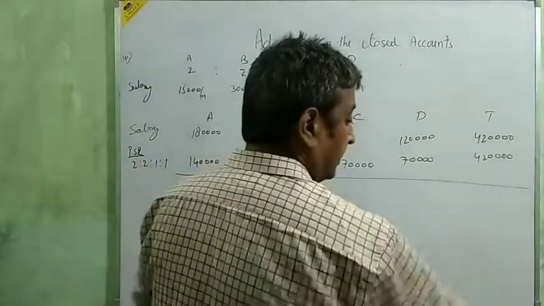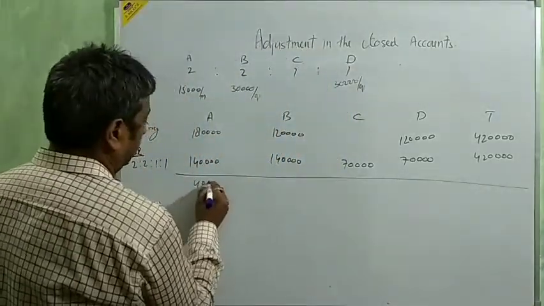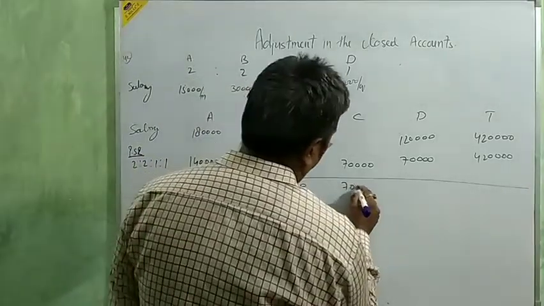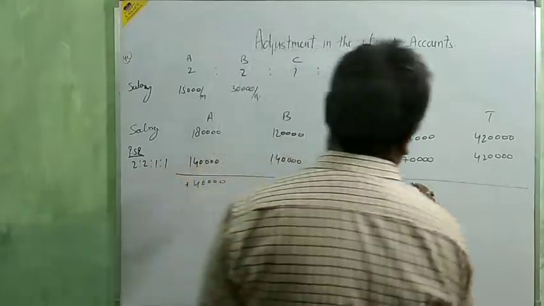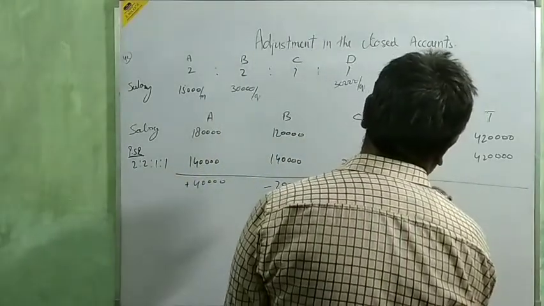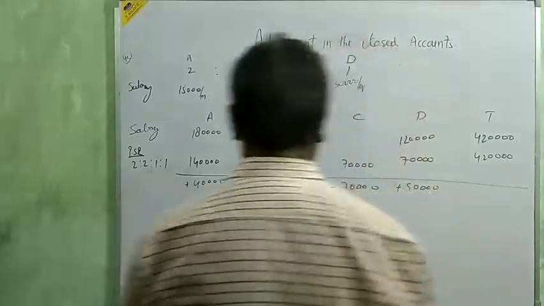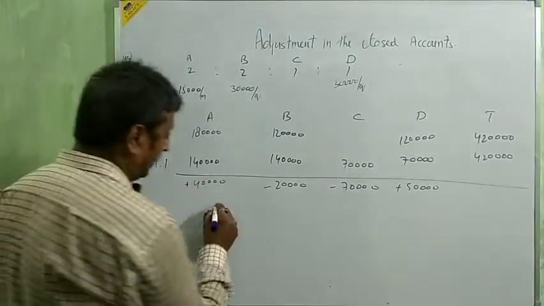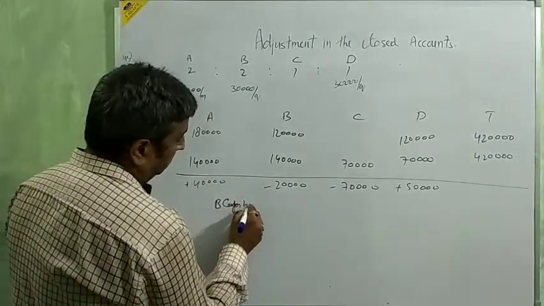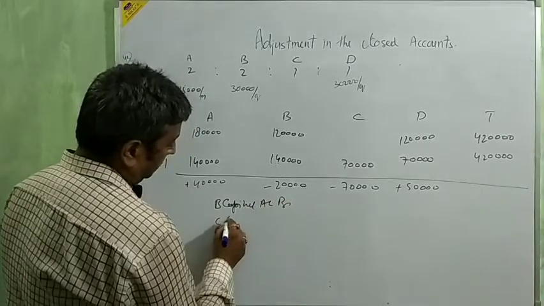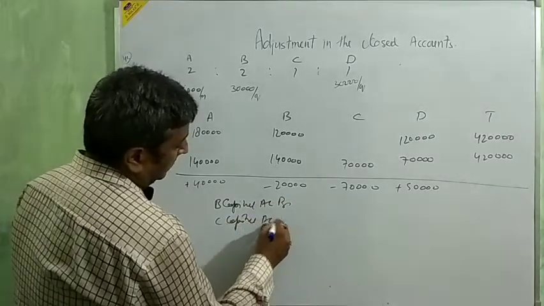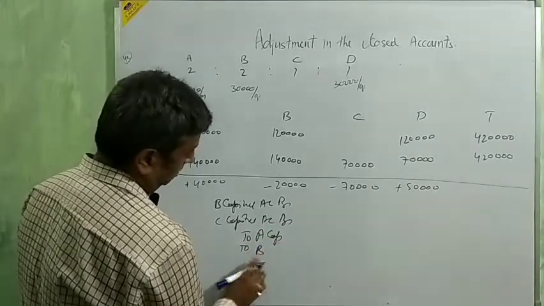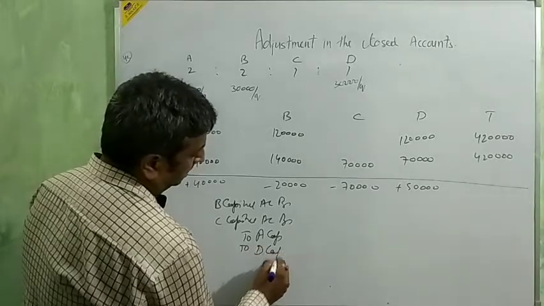Finished? Take the difference. 40,000 positive, 20,000 negative, 70,000 negative, and 50,000 positive. It means positive is credit, and it means B capital account, C capital account credit to A capital and to D capital.